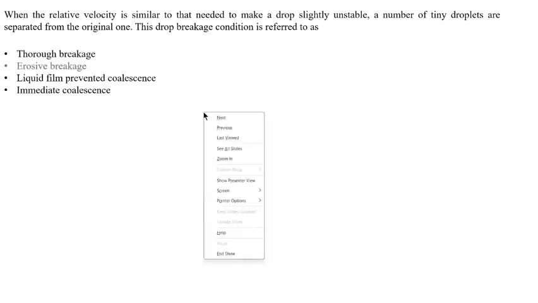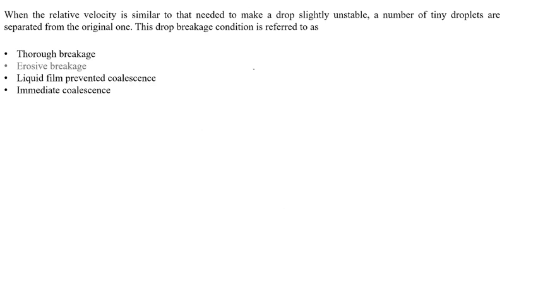The other types of breakages are, first, as you can see here, thorough breakage. In thorough breakage, you have a single drop, it expands homogeneously on all sides, and then it distributes itself into different drops. There is no instability happening. In erosive breakage, there is an instability. I can show you a slide demonstration right here.